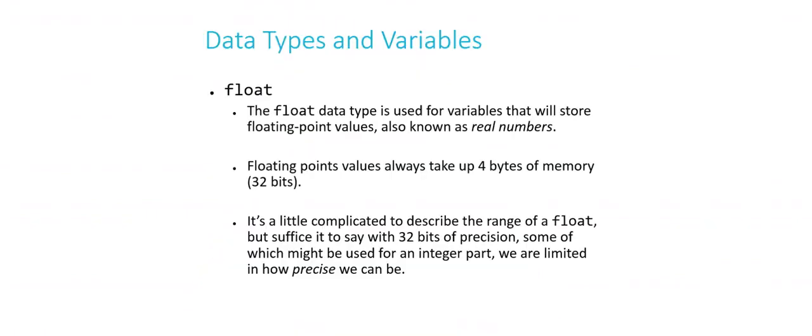The next major data type is floating point numbers. Floating point numbers are also known as real numbers. They are basically numbers that have a decimal point in them. Floating point values, like integers, are contained within 4 bytes of memory. Now, there's no chart here, there's no number line, because describing the range of a float isn't exactly clear or intuitive. Suffice it to say, you have 32 bits to work with.